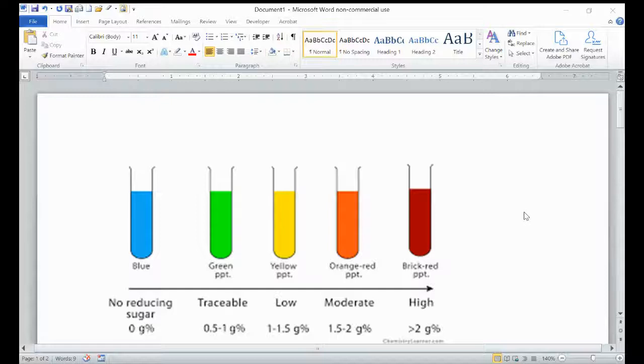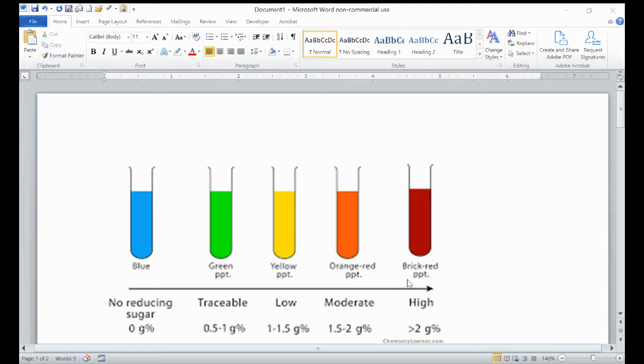Here we're looking at the results of various Benedict's or Fehling's solution tests with various amounts of reducing sugars. Here we have no reducing sugar present, a traceable amount, which is very small, between 0.5% and 1%. We have a little bit.